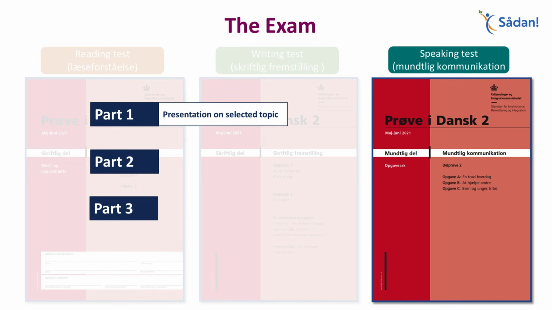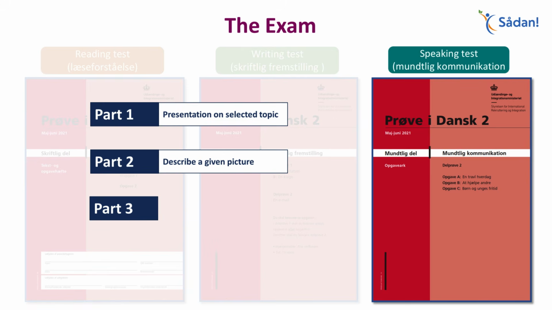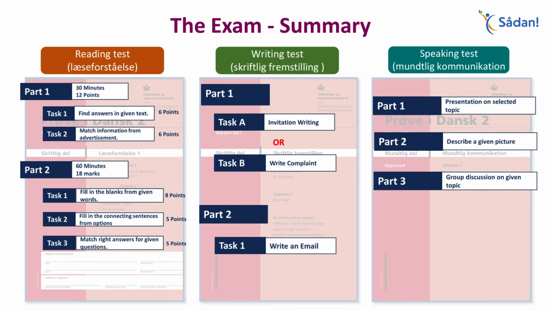Here you will speak on your selected topic for about 2 minutes. An examiner will ask some follow-up questions for about 3 to 5 minutes. In Part 2, you need to talk about a given picture by describing it in Danish for about 2 to 3 minutes. And finally, in Part 3, you will discuss the given topic with other students for about 5 minutes. In summary, the exam will look like this overall.